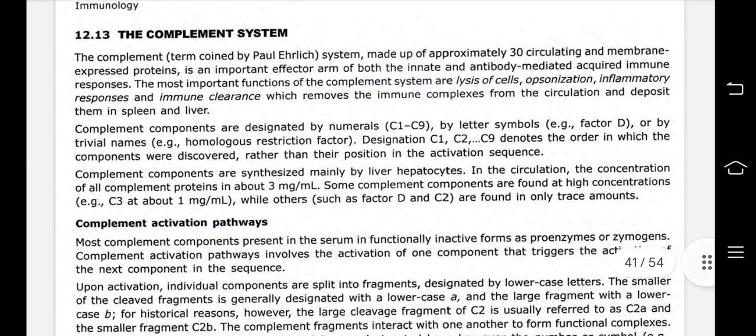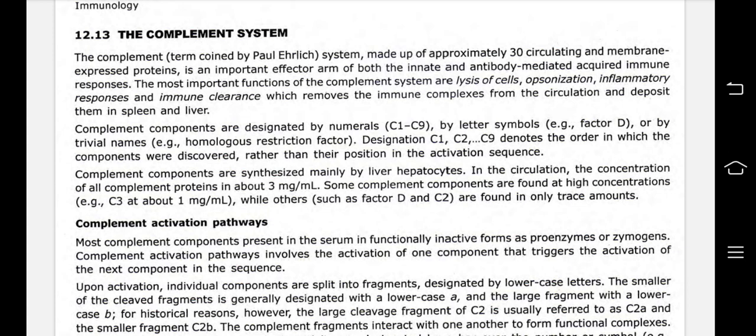The next, the complement system. The complement, a term coined by Paul Ehrlich, is a system made of approximately 30 circulating and membrane expressed proteins and is an important effector arm of both the innate and antibody mediated acquired immune response. The most important functions of the complement system are lysis of cells, opsonization, inflammatory responses, and immune clearance, which removes the immune complexes from the circulation and deposits them in spleen and liver.